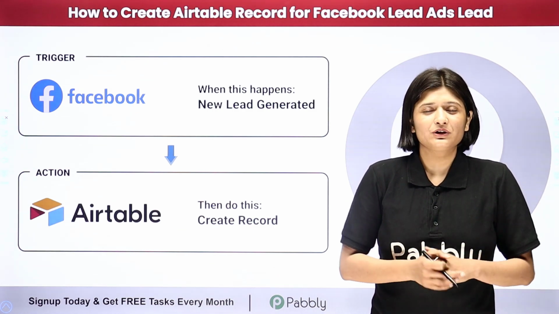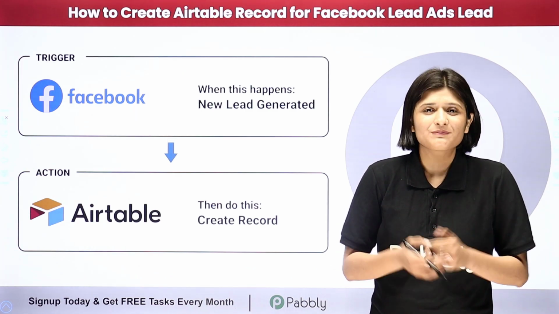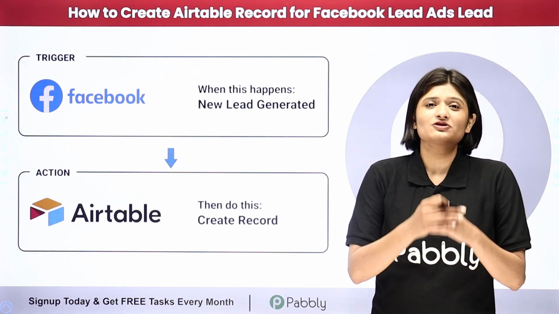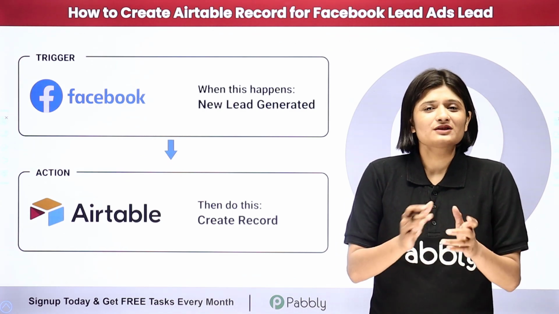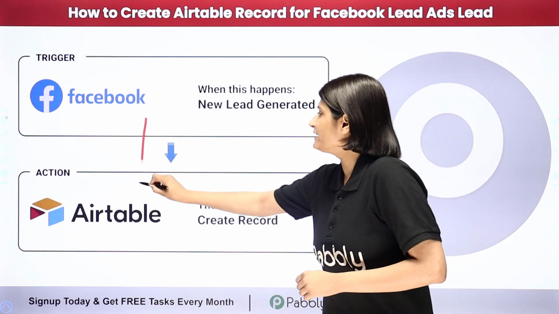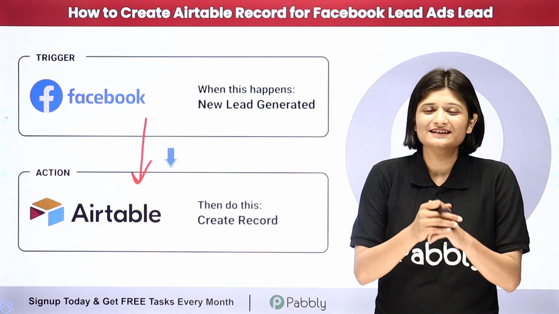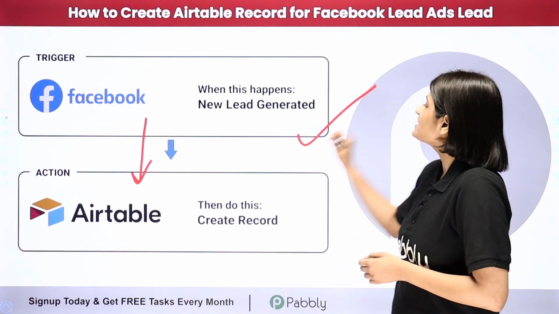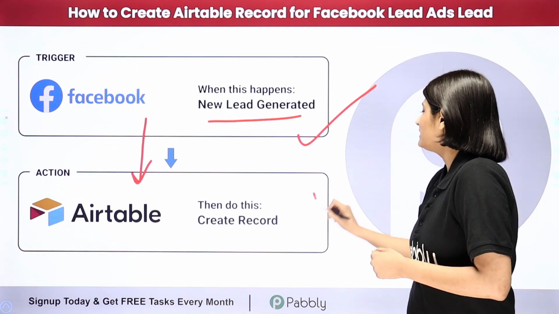So I'm completely going to automate this process, and to do this automation, I'm going to use Pabbly Connect. Pabbly Connect is an amazing automation and integration software which requires no coding or programming skills. Here I just need to build connection between Facebook lead ads and Airtable. With the help of Pabbly Connect, I am going to build this connection in such a way that whenever I receive a new lead in my Facebook lead ads, a record will be automatically created in my Airtable account.